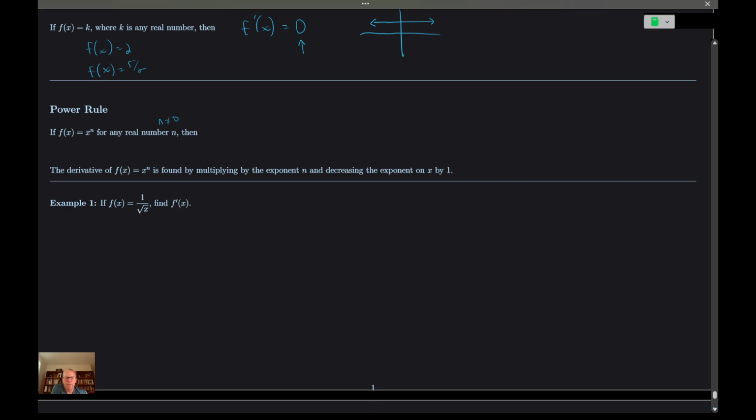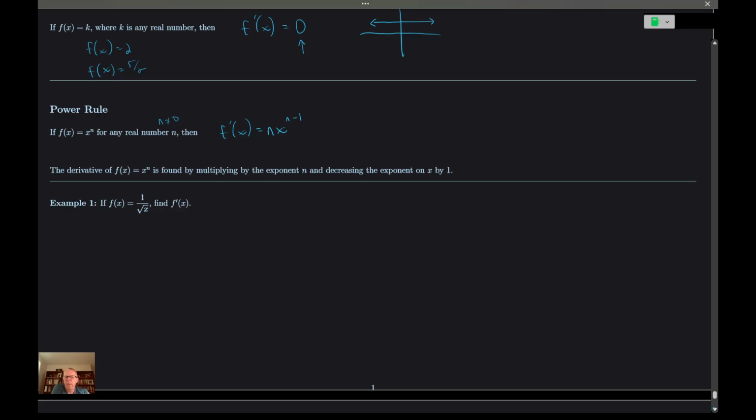If n is 0, then we have f of x equals 1. But anyway, positive, negative, fraction, decimal, square root, anything, any real number besides 0. Then the derivative is f prime of x equals n times x to the n minus 1.